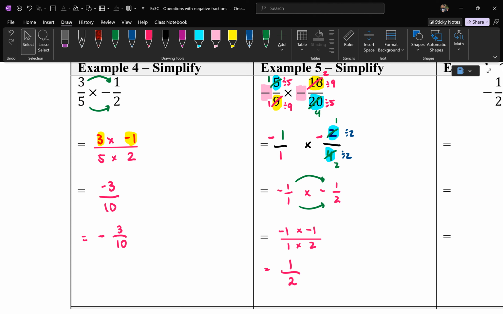Now that's multiplication. It's a bit harder. You've got to train your addition and subtraction first. Okay?